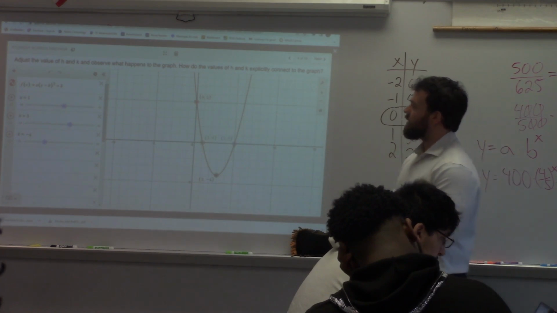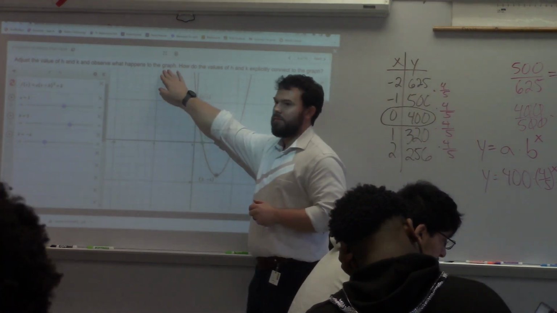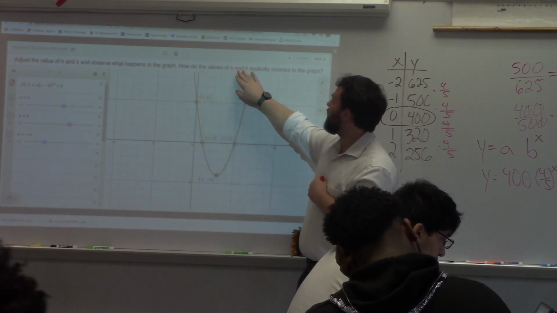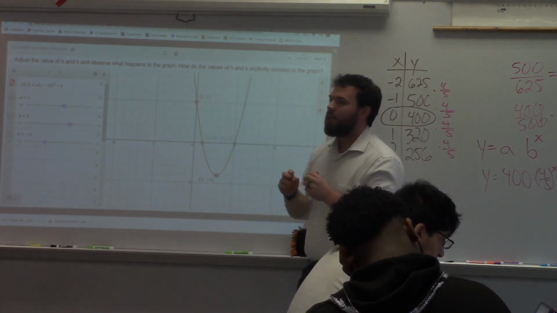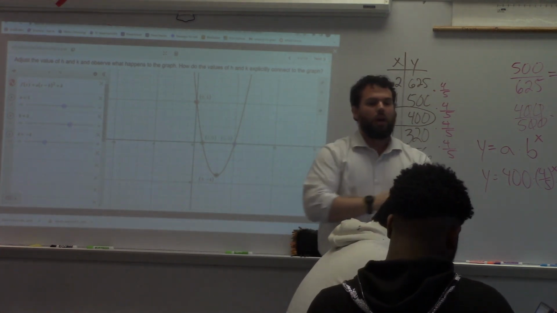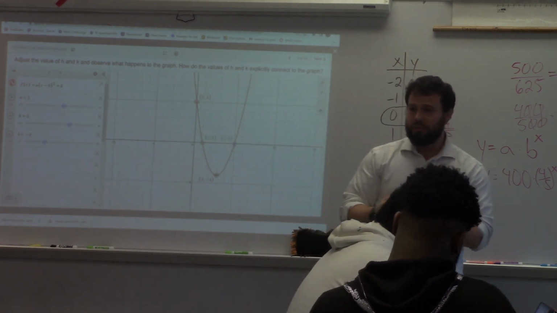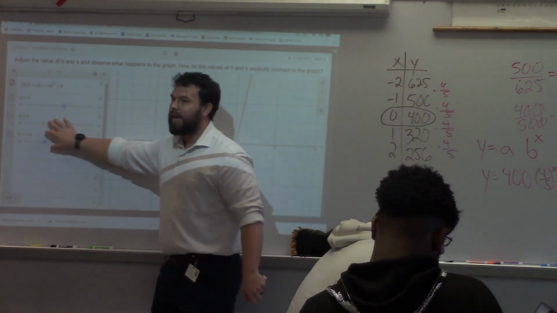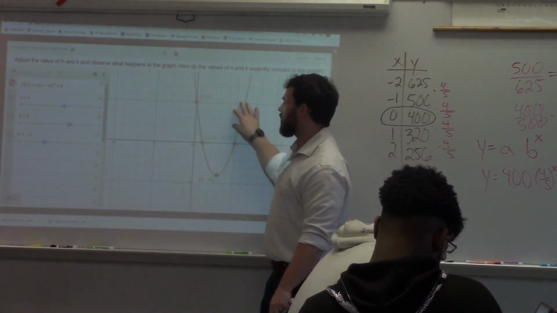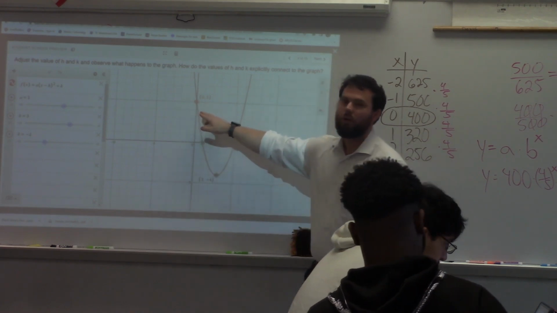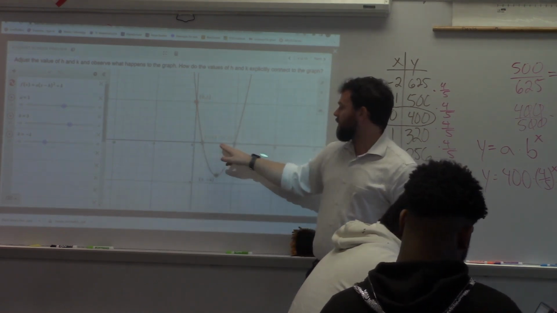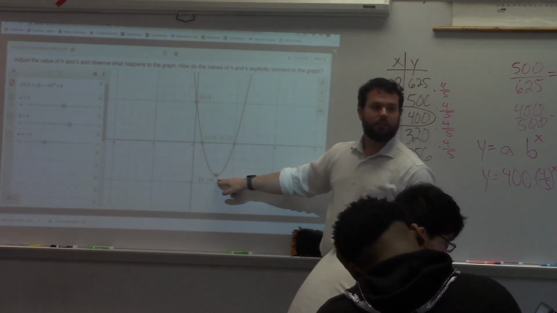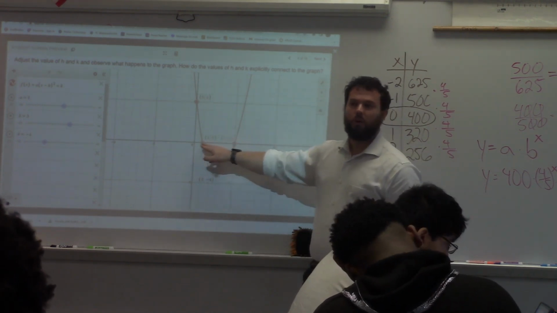And please notice I'm asking what happens to the graph. And then how do the values of H and K explicitly connect to the graph? Hear me clearly on this. Adjust H and K and see in general how it affects the graph. But afterwards, find H and K somewhere on this graph. I have already given you key points on the graph that are marked. What points have I already marked on the graph?